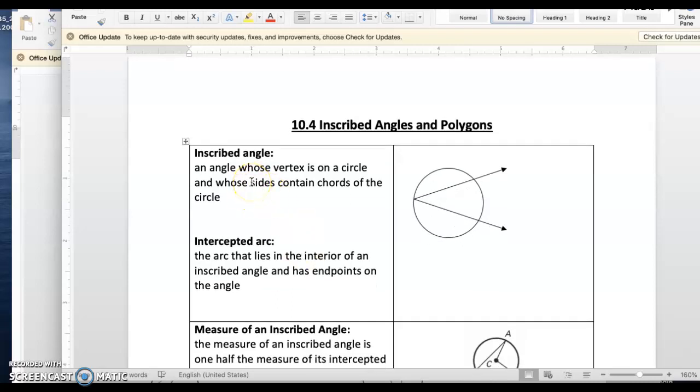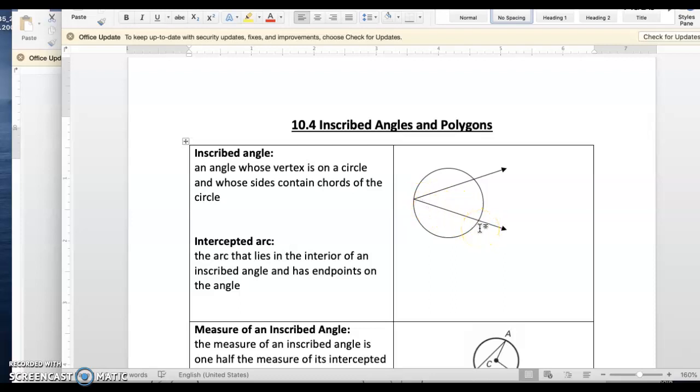So the first definition, of course, is what those are. And it is talking about an angle whose vertex is on the circle and whose sides contain chords of the circle. So here's an example of what that would look like. The vertex of the angle is on the side of the circle, and then if you notice, the sides of the angle are chords within a circle. So the chord would be running from this side of the circle to the other side, and same thing on the bottom.